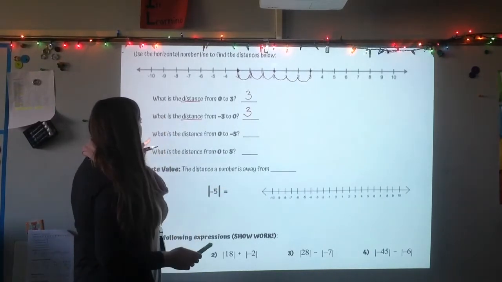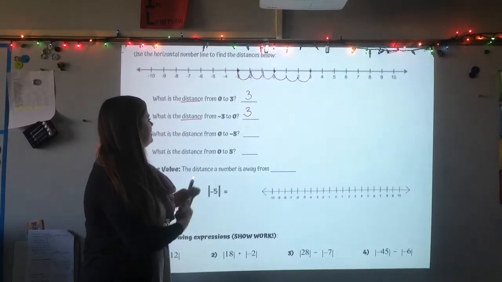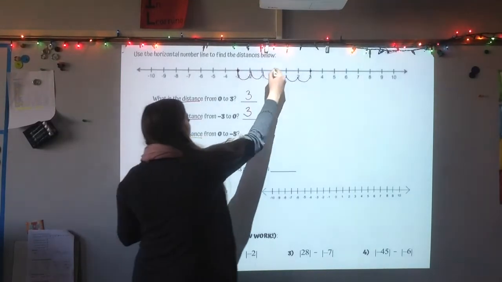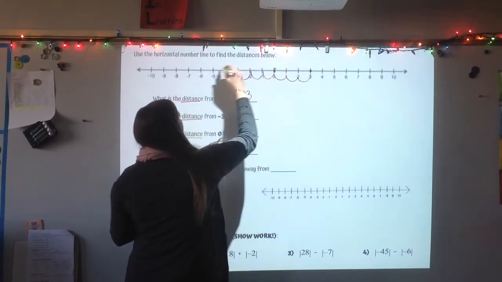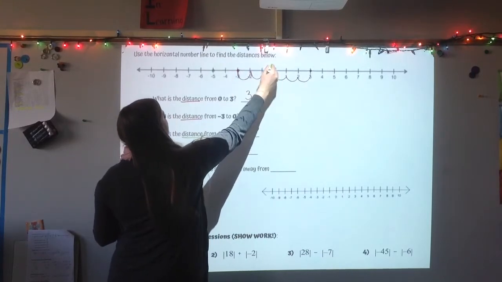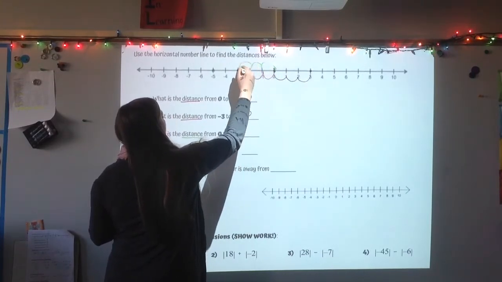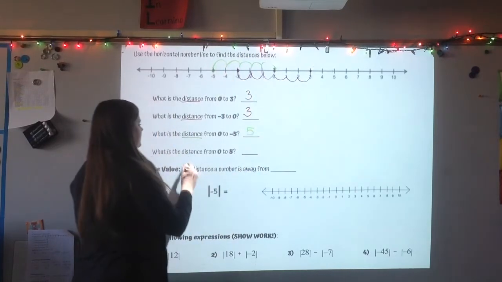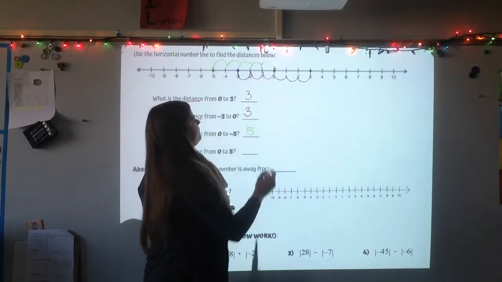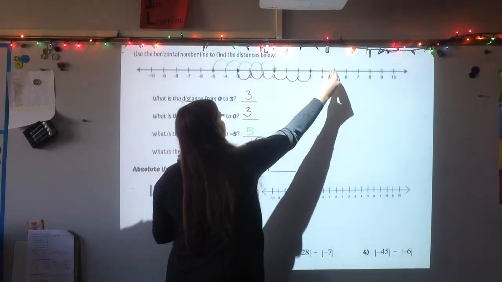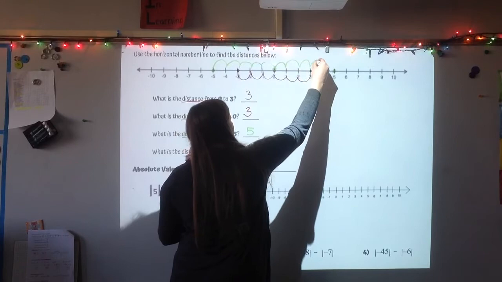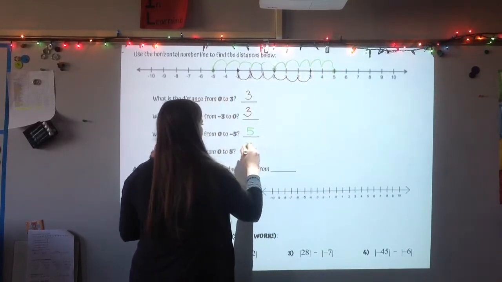Okay? So for the next two, what is the distance from 0 to -5? I'm going to start at 0 and go to -5. So I'm going to go 1, 2, 3, 4, 5. And then what is the distance from 0 to 5? Starting at 0, we're going to +5. 1, 2, 3, 4, 5.